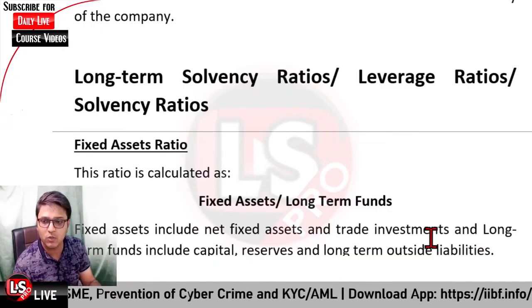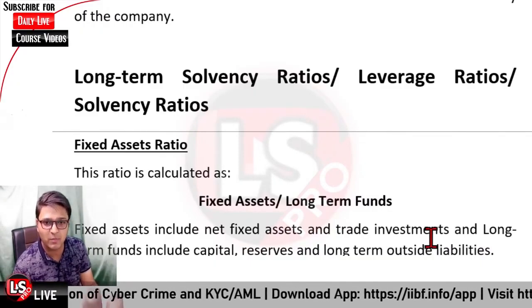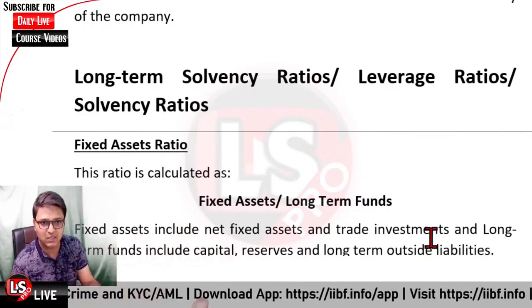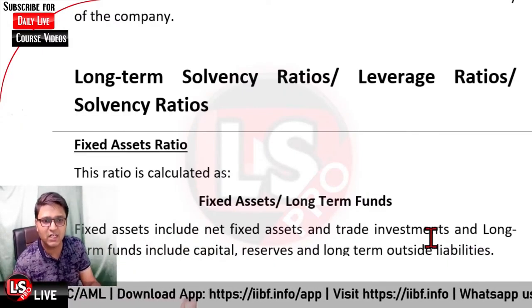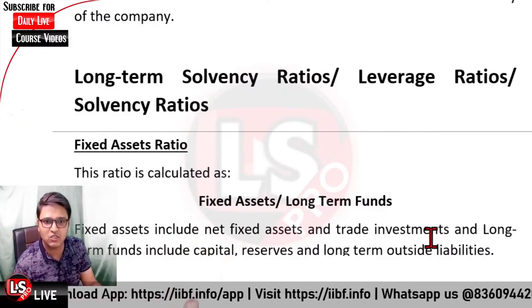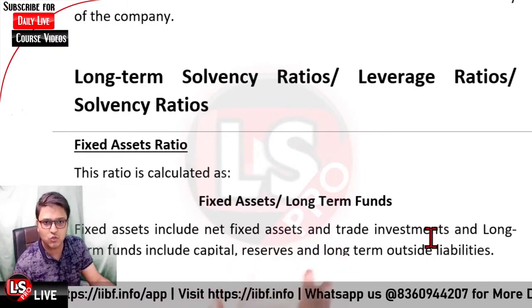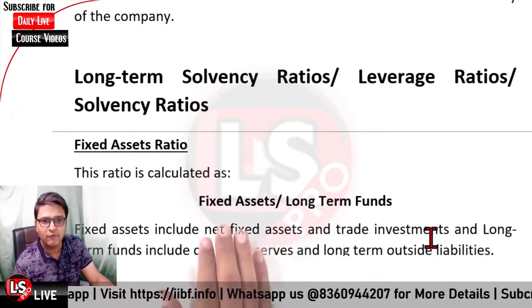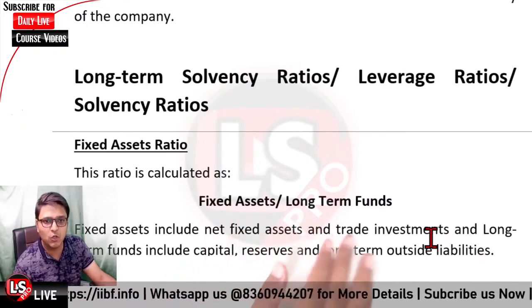Those are available for you for a longer period. So that is basically fixed assets, and fixed assets divided by long-term funds is the definition of the fixed assets ratio. So how can you calculate this ratio? Fixed assets divided by the long-term funds.